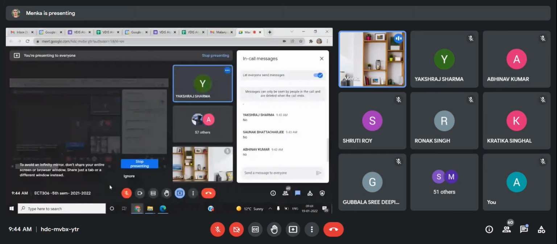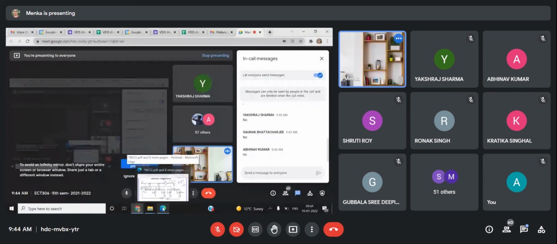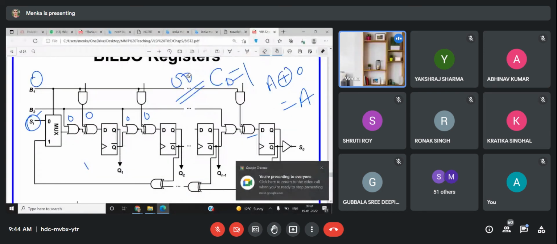So the first one is shift register 00 entry. So I am just opening the circuit. What you have to do, you just think that if we are applying 00, then what will go, what this will act like. This is Bilbo is built-in logic block.